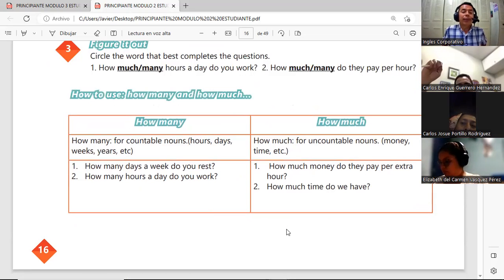Now, it says, how many? When do you use how many? How many is for countable nouns. Examples? Hours, days, weeks, years, etc. Other examples of countable nouns? Can you help me, please?